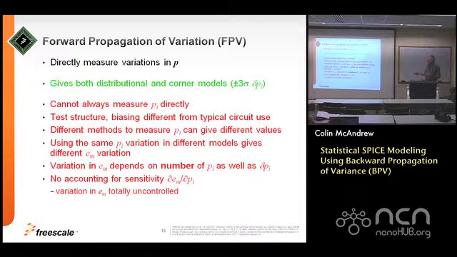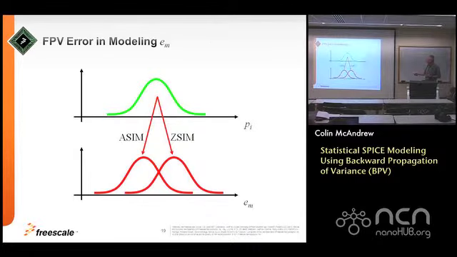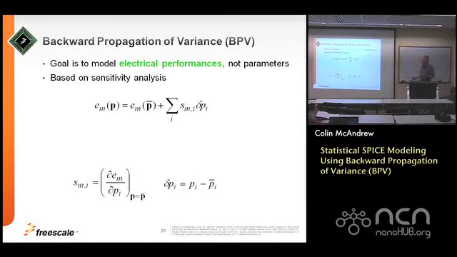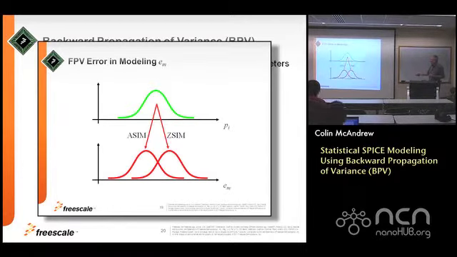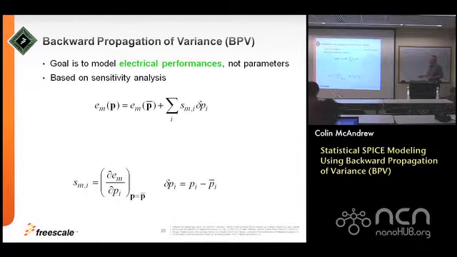So it looks good. This was used 20 years ago, but there are some big issues with this. What it's really doing is it takes a parameter distribution, and if I have two different models, A-SIM and Z-SIM, and I predict electrical performance distributions, I get different values out, which is not what I want, right? I really want to fit these properly. So that's where backward propagation of variation comes in. And the backward is because instead of going this way, we go this way. So it's really rather simple.